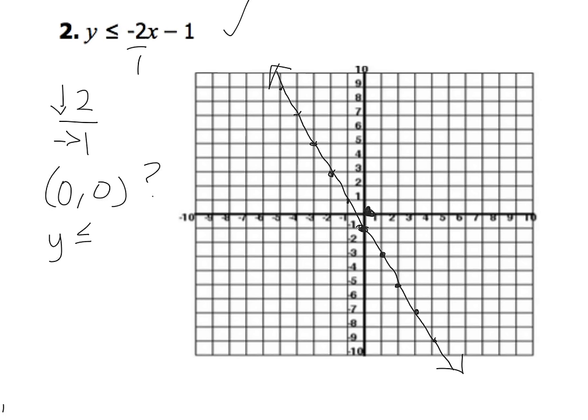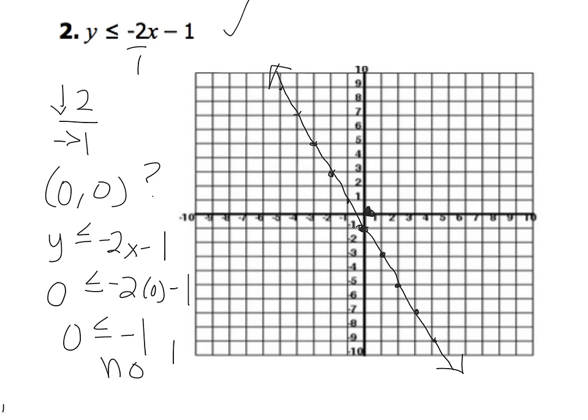So I'm going to rewrite it right down here and then plug in 0, 0. So is 0 less than or equal to -2 times 0 minus 1? Is 0 less than or equal to -1? That is a false statement. That is not true, right? 0 is not less than a negative number. It's not less than or equal to a negative number.